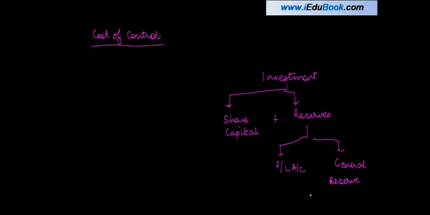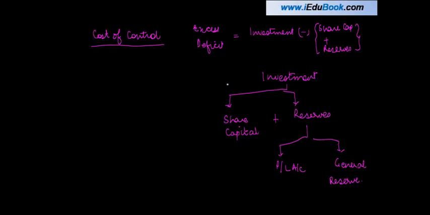So whenever you have to compute cost of control, what is cost of control? Cost of control is basically nothing but the excess or deficit between what you pay, you make an investment, minus the share in net assets, or the share capital plus reserves, your proportionate stake in this.